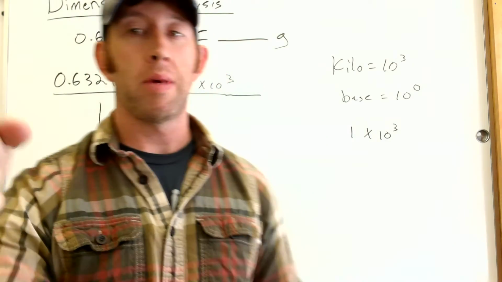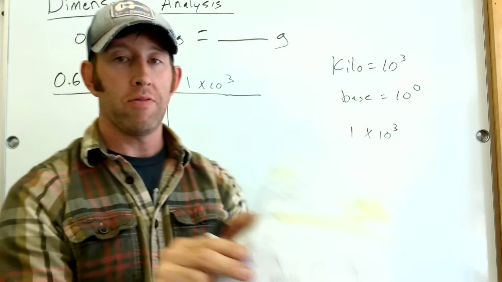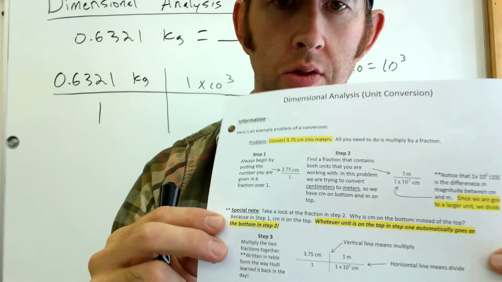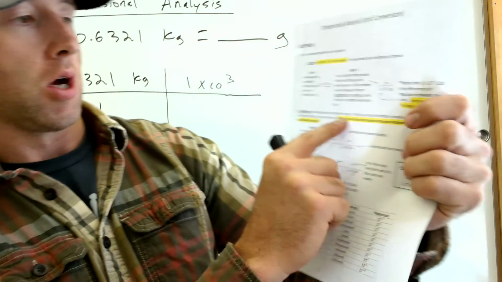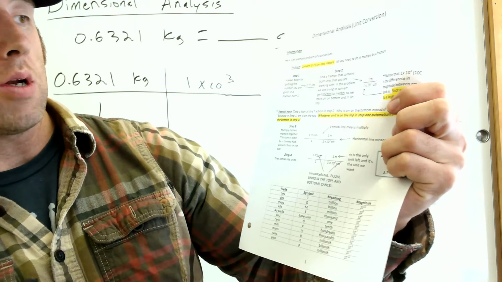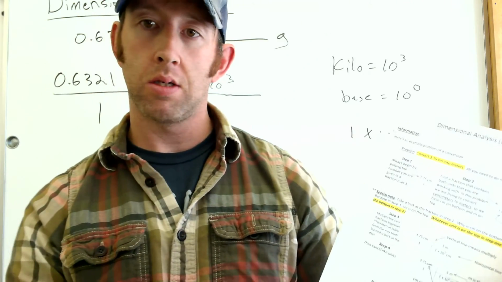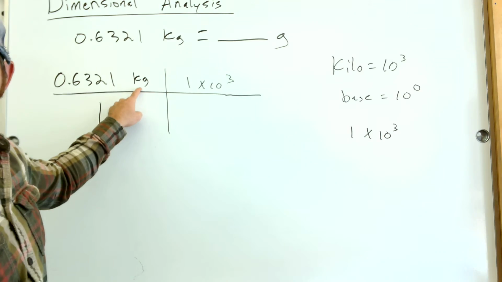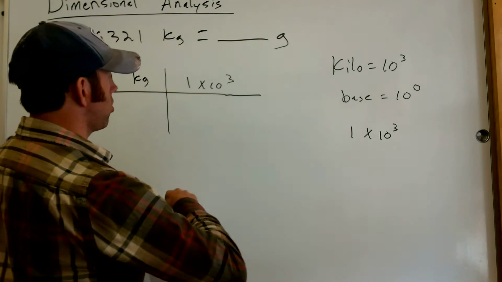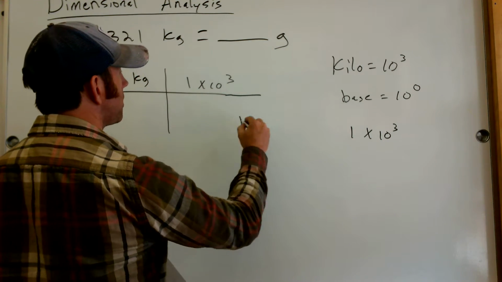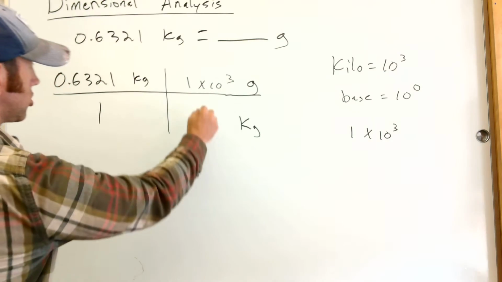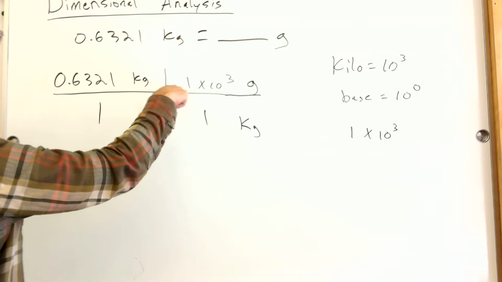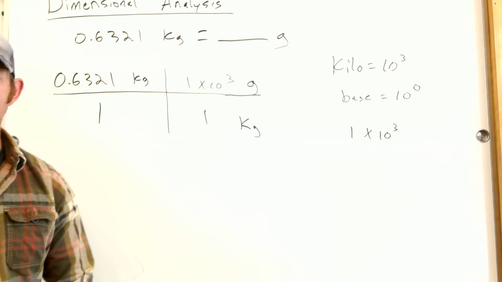Now, I also need to make sure I'm keeping track of units. So if you go and take a look at this sheet right here, there is a little rule right here that I highlighted for you. And it says, whatever unit is on top in step 1 automatically goes on the bottom in step 2. So what unit's on top here? Kilograms. That means I know kilograms is going to go on the bottom here. Grams goes on top. All right. Just to be clear, 1 kilogram is equal to 1 times 10 to the third grams. That's how I read that.